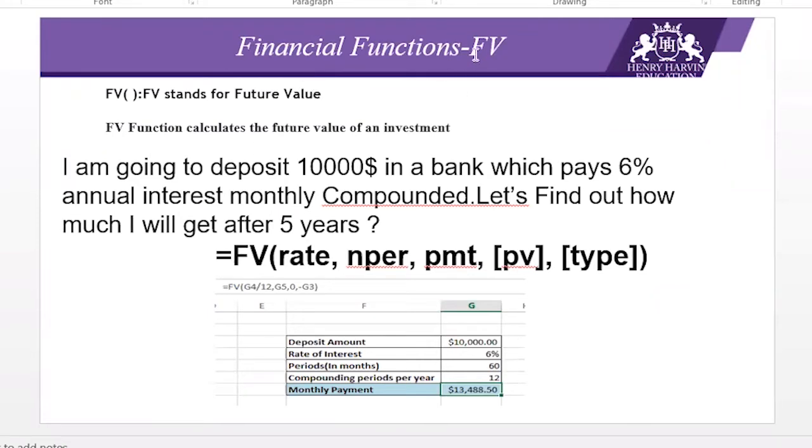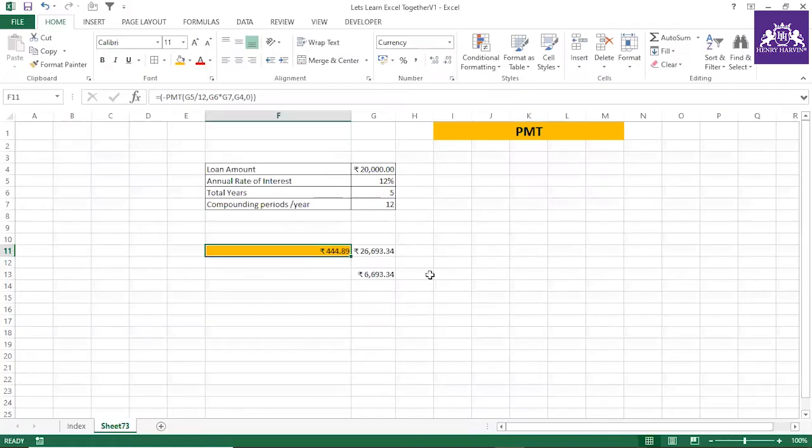made for FV. I'm going to deposit $10,000 in a bank which pays 6% annual interest, monthly compounded. Let's find out how much I will get after 5 years. So this is how the function works. So $10,000 he is going to pay in a bank. Let me make another slide.